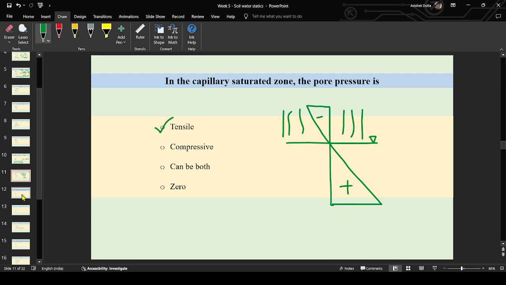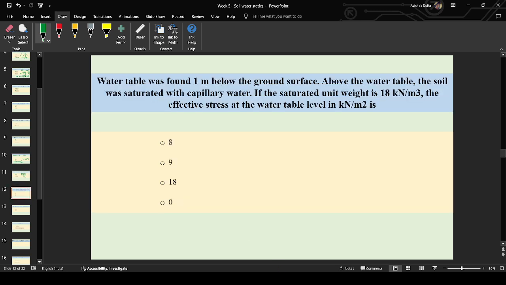Next question. Just a moment, I'll just check. Yes. Okay. Next question. Water table was found 1 meter below the ground surface. Above the water table, the soil was saturated with capillary water. If the saturated unit weight is 18 kilonewton per meter cube, the effective stress at the water table level in kilonewton per meter square is? What is the answer you have got?